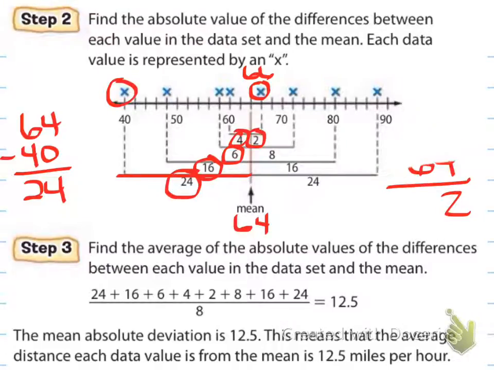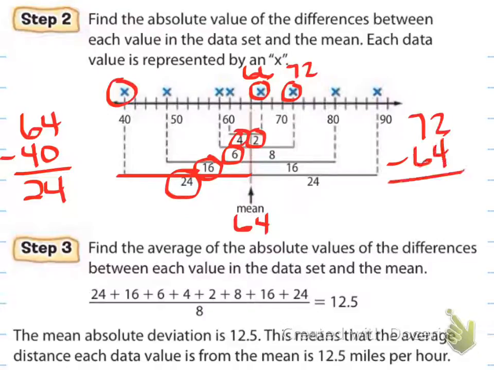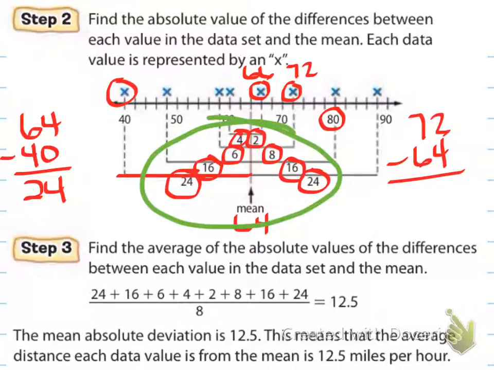Then we're going to do the same thing with 72 here. We're going to take 72 minus 64, and we get 8. And we're going to do the next one, 80 minus 64 is 16. 88 minus 64 is 24. So these are our values here. And we're going to go on to step 2.